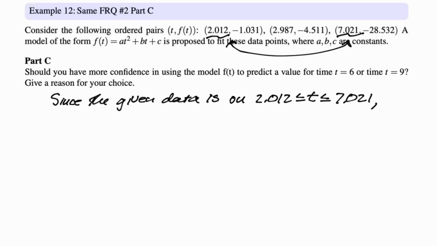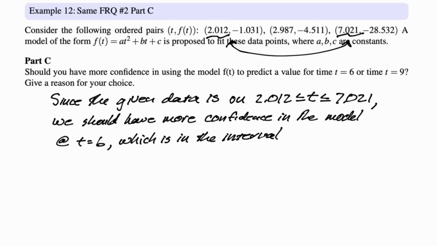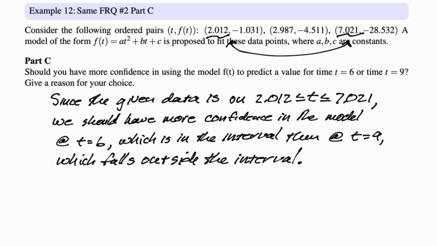So I'll just say the given data is on this interval. We should have more confidence in the model at t equals 6, which is in the interval, than at 9, which falls outside of the interval. I think that's a plenty good explanation of why you should use it for 6, and you should be skeptical of 9.